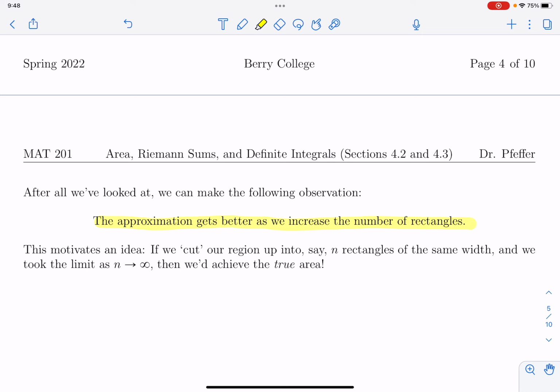So this motivates the idea. If we cut up our region into, let's use a variable now, let's say n rectangles, each of the same width, and then you take the limit as n goes to infinity, that is, you let the number of rectangles go to infinity, then indeed we're going to achieve the true area.